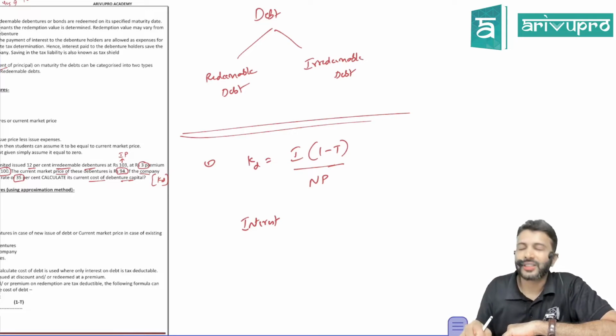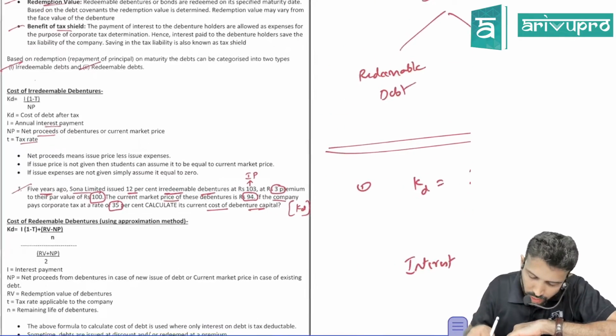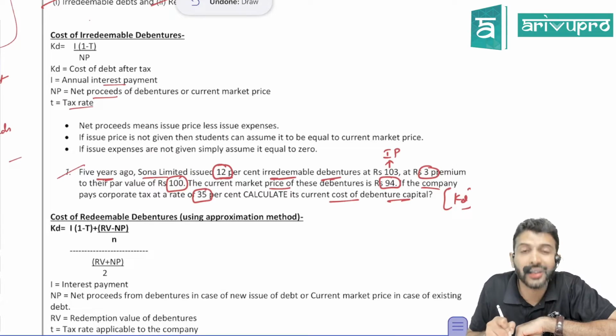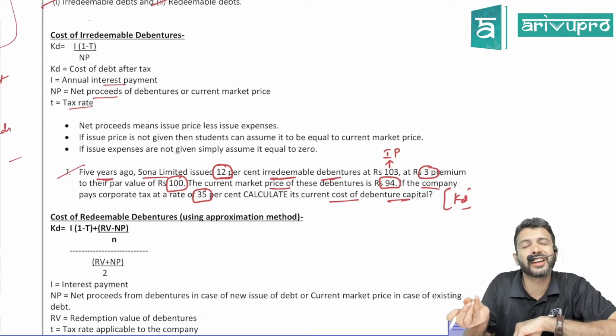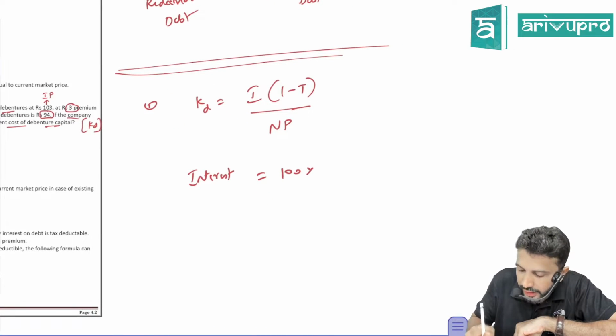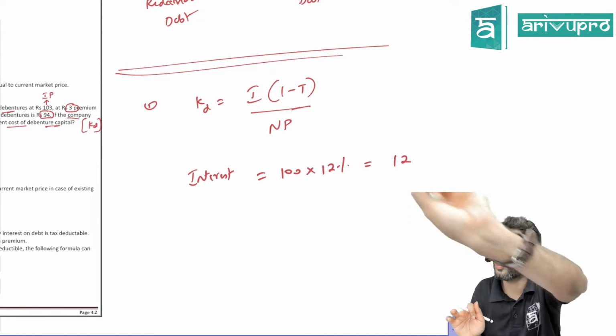Observe. Sir, will you calculate interest on the issue price or face value? Face value. What is the face value of debentures? And what sort of debentures are these? No, not the nature. Interest rate is what? 12%. Sir, face value is 100 and the interest rate is 12%. So what is the interest? I don't want the total interest. We will calculate interest on one debenture.